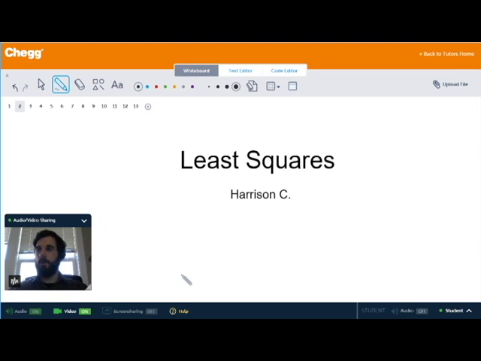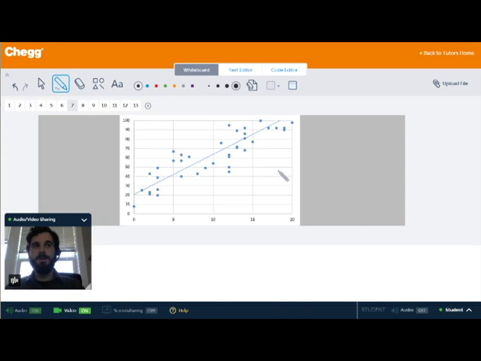Today I'm going to talk to you about least squares. The method of least squares is the most common way to determine a line of best fit for a data set. Let's say you have some data and you want to perform a regression analysis on it. In other words, you want to find a line of best fit for these data. We can use the method of least squares to do this.